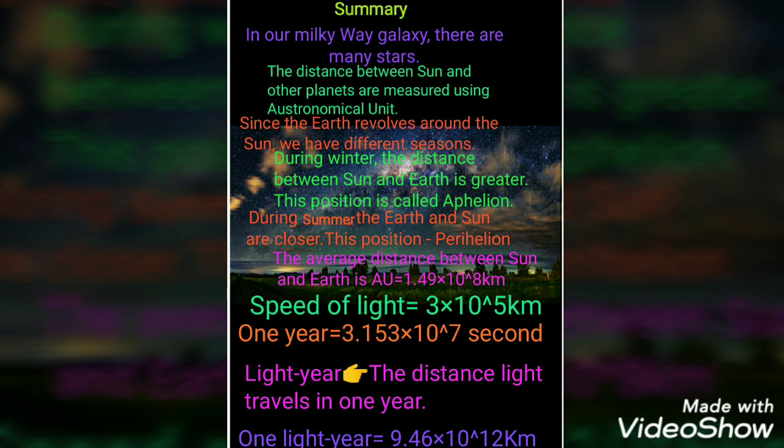The average distance between the Sun and Earth is called 1 astronomical unit, which is equal to 1.49 into 10 power 8 kilometers. The speed of light is 3 into 10 power 5 kilometers per second. In 1 year, there are 3.153 into 10 power 7 seconds. So totally, light year means the distance light travels in 1 year. So 1 light year equals 9.46 into 10 power 12 kilometers.